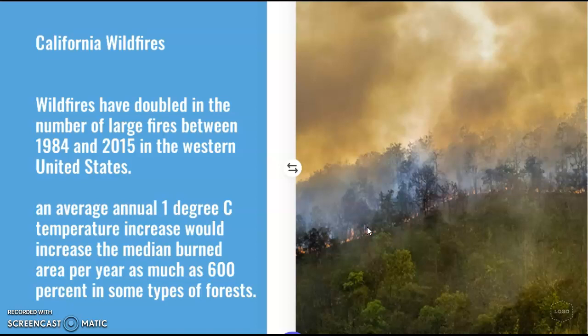For much of the U.S. West, projections show that an average annual 1 degree, so just 1 degree, temperature increase would increase the median burn area per year as much as 600% in some of these forests. And this is just 1 degree. In the southeastern United States, modeling suggests increased fire risk and a longer fire season, with at least a 30% increase from 2011 in the area burned by lightning-ignited wildfire by 2060.